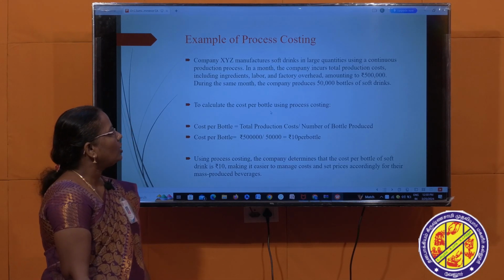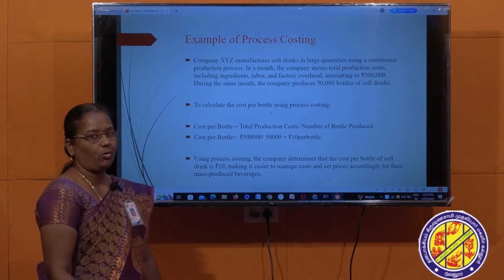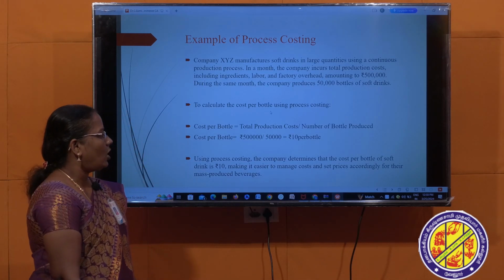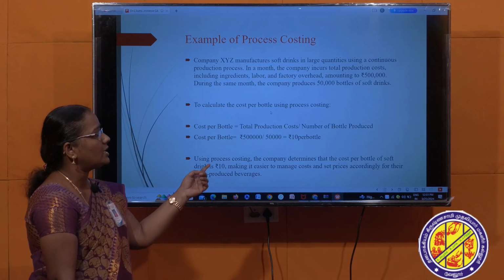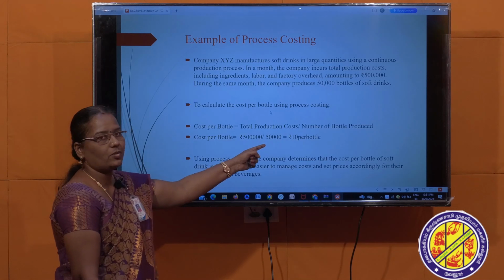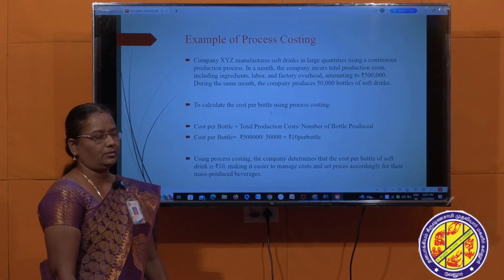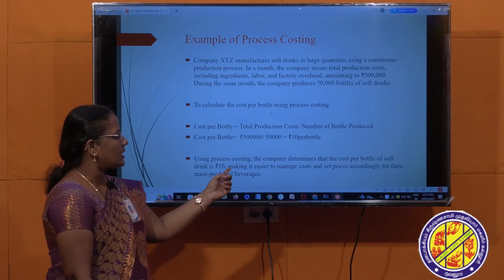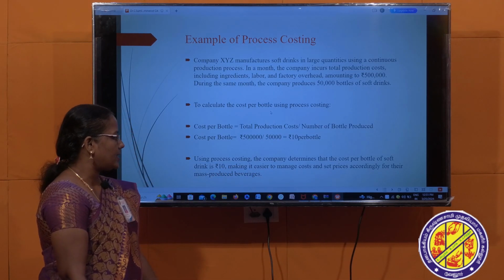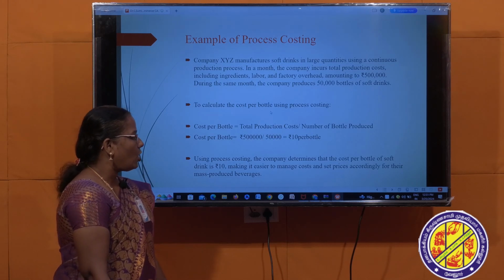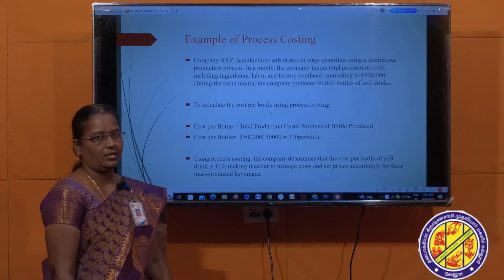To calculate the cost per bottle using process costing, the formula is cost per bottle equals total production cost divided by number of bottles produced. So, total production cost here is 5 lakhs, and the number of bottles produced is 50,000. If you divide, we will get rupees 10 per bottle. So, using process costing, the company can determine that the cost per bottle of a soft drink is rupees 10, which makes it easier to manage cost and set prices accordingly for the mass produced beverages.